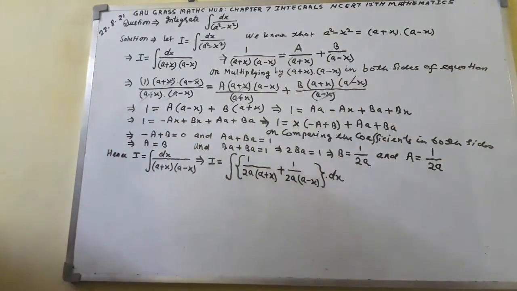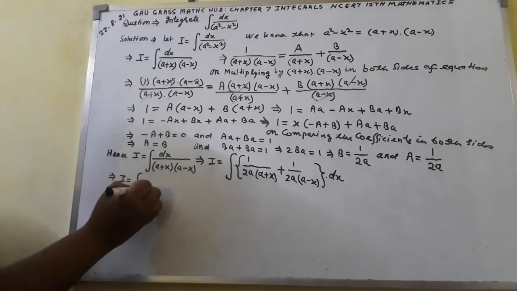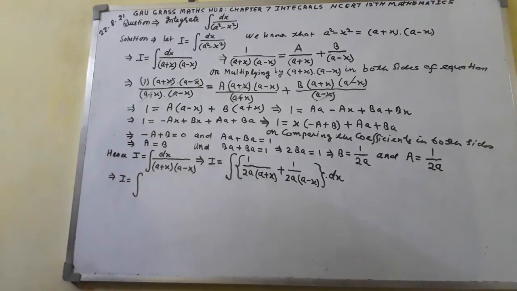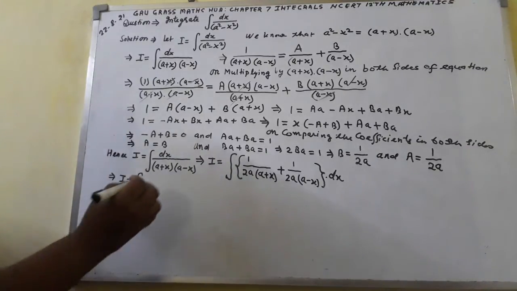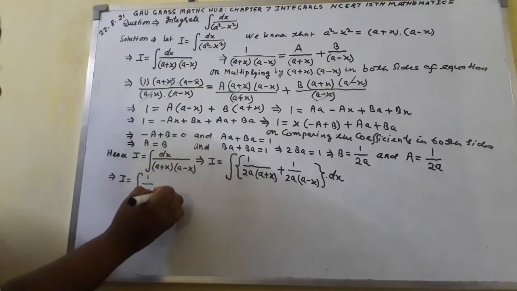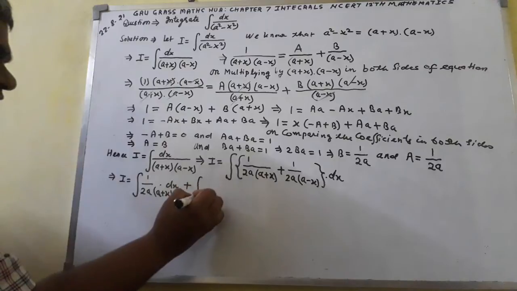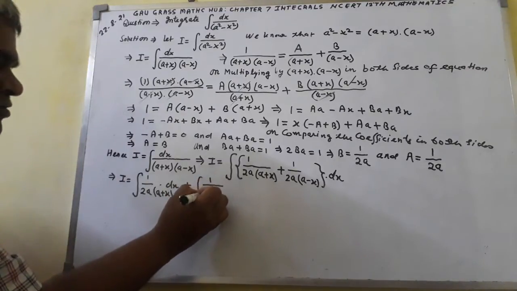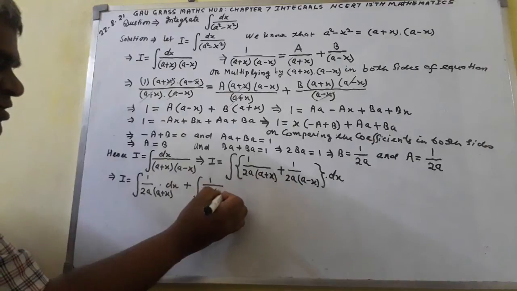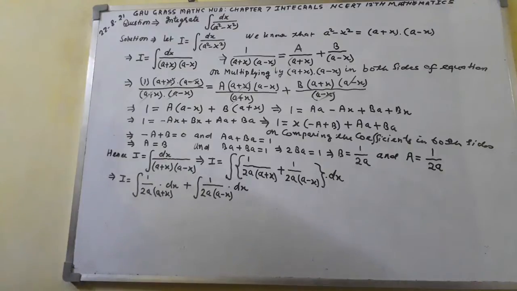Now what to do next? Next I shall write, implied that I equal to, just break down in two parts. So here we shall get integral 1 over 2a (a plus x) dot dx plus, here again I shall write integral 1 over 2a (a minus x) dot dx. This one is good. Now what will we get?